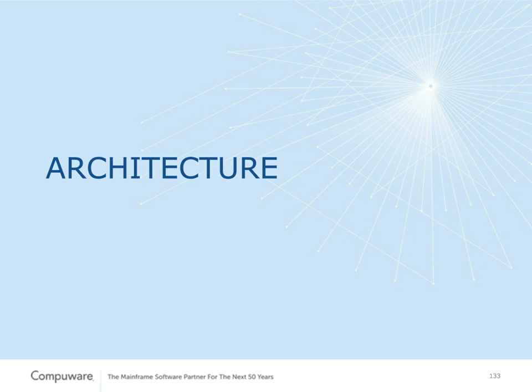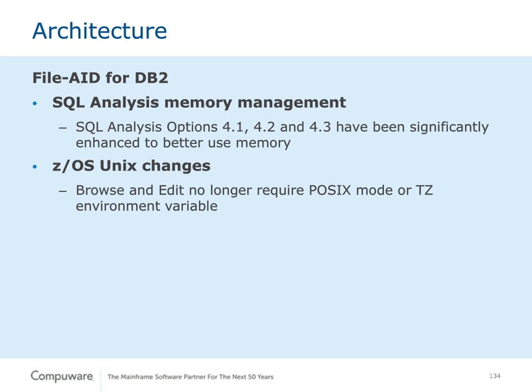We've now seen the changes made to the installation, customization, and the features and functionality. The third area we focused on in 16.3 was some architectural changes, in effect the bits behind the scenes. In File-AID for DB2, we addressed 2 areas. The first was memory management in the SQL analysis feature.